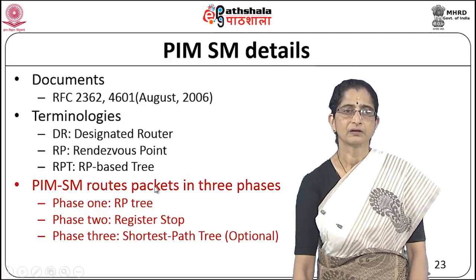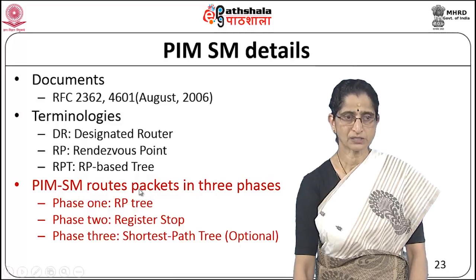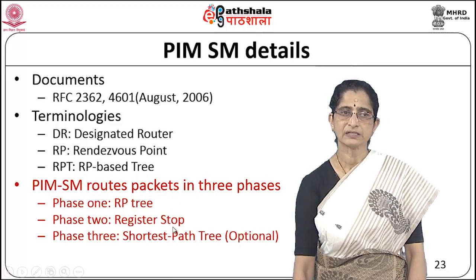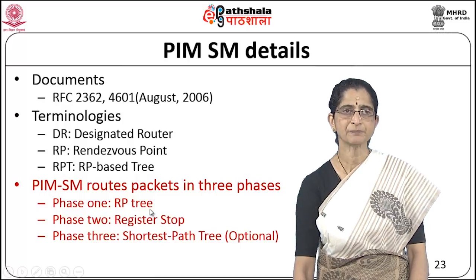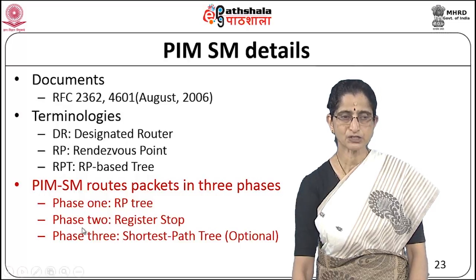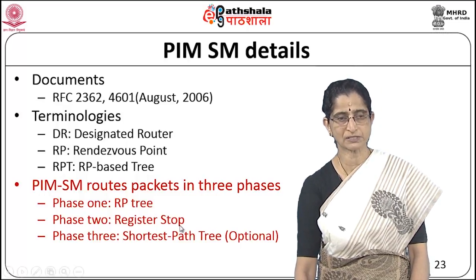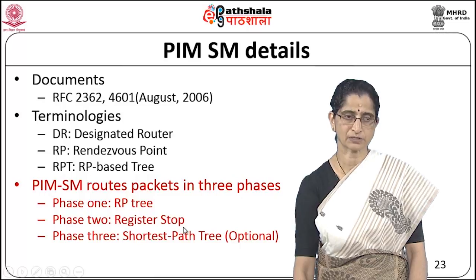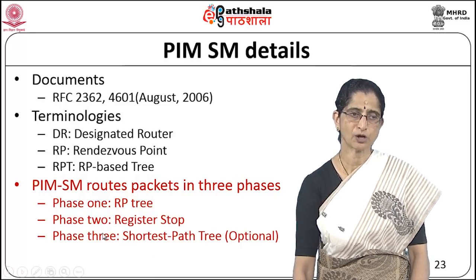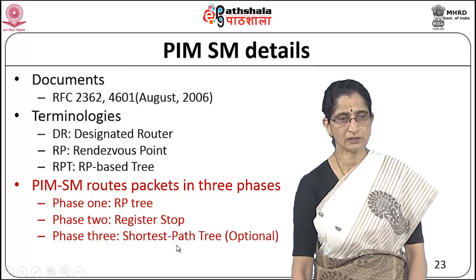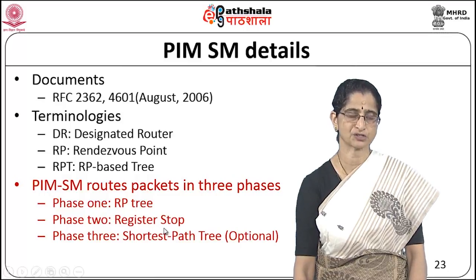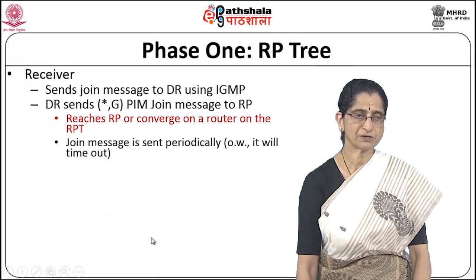Now the PIM SM process can be looked at as working in three phases. The first phase is essentially the construction of the RP tree and sending the data through this RP tree. Phase 2 is what is called the register stop message process, and the third phase is called the shortest path tree. This is an optional phase, but almost all PIM SM based multicast routing will involve these two phases, RP tree and register stop. So let's look at the RP tree phase first.